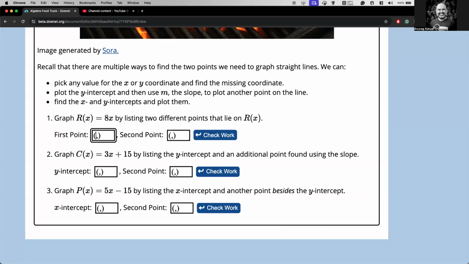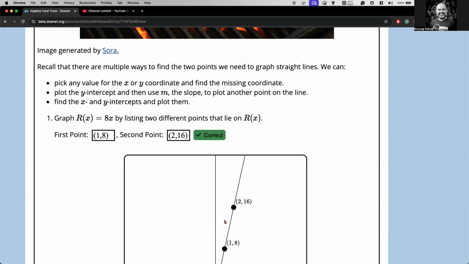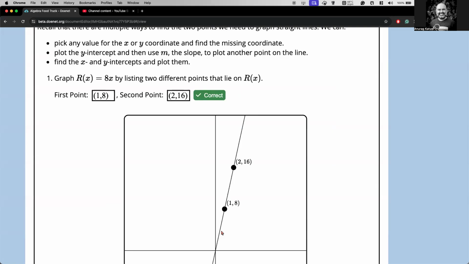If I plug in 1 for x, I get 8 for r. That's fine. Can't be 2 and 8. If I plug in 2, I'm not going to get 8 again. If I plug in 2 here, what do I get? 2, 4. Plug 2 in here. 2 for x. 8 times 2 is. Hooray! So this is the graph of what?